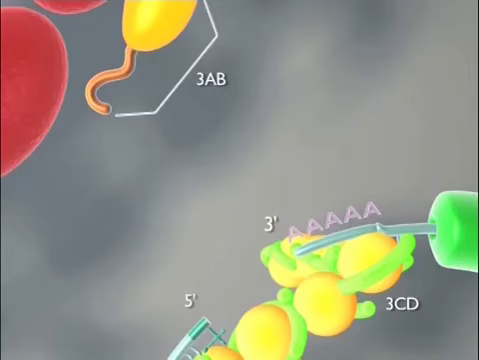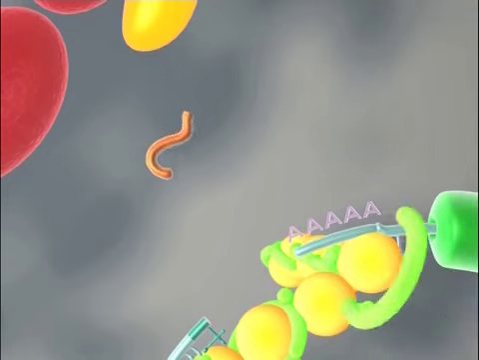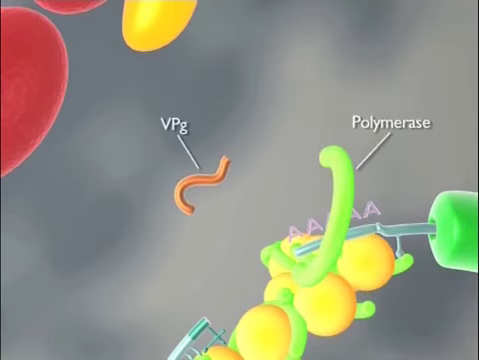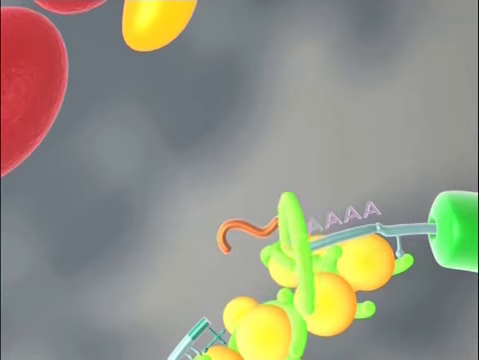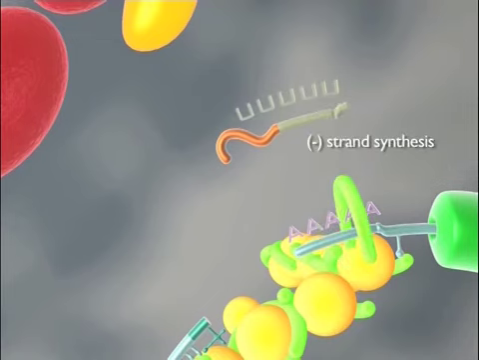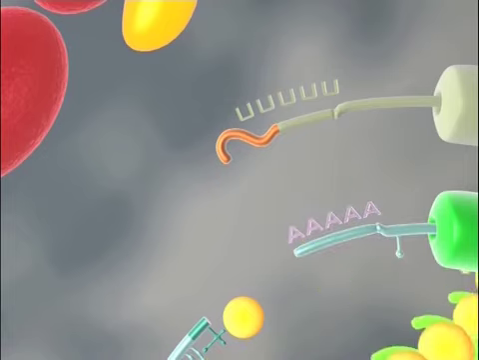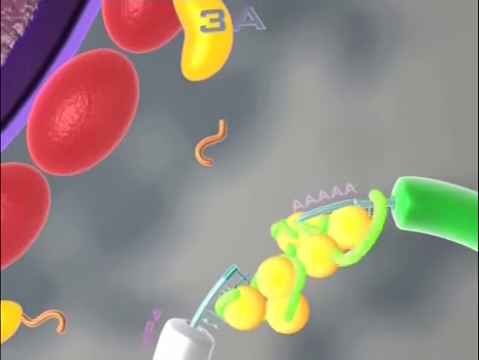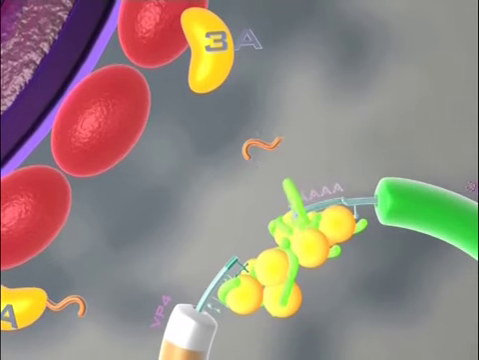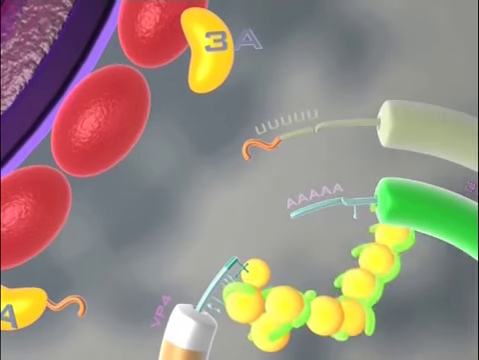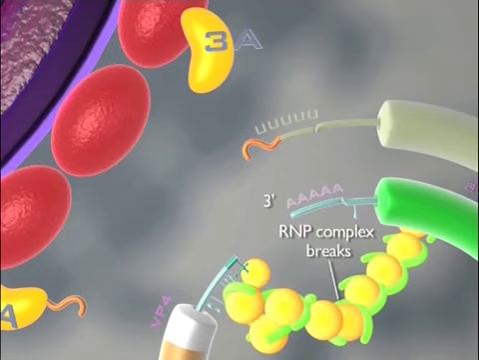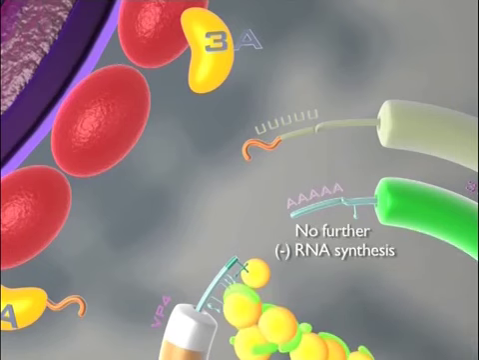Then, 3CD and 3AB are cleaved to release the VPg and the polymerase 3D. The tyrosine hydroxyl of VPg appears to prime negative strand RNA synthesis on the 3' end poly-A tail of the template. According to this model, after the 3D pol starts copying the template RNA into a minus strand, the elongating polymerase may destroy the protein-RNA interactions within the 3' terminal ribonucleoprotein complex. That event would prevent further minus strand RNA synthesis.